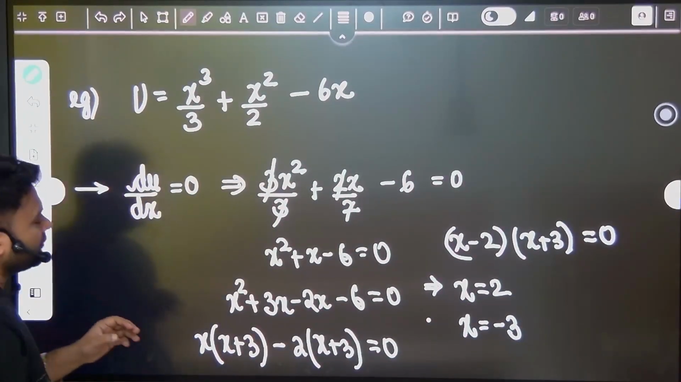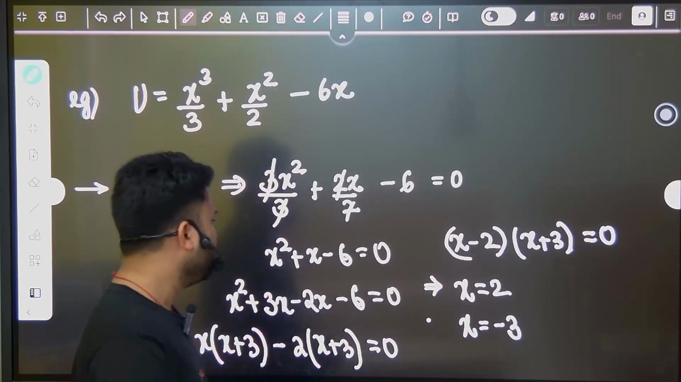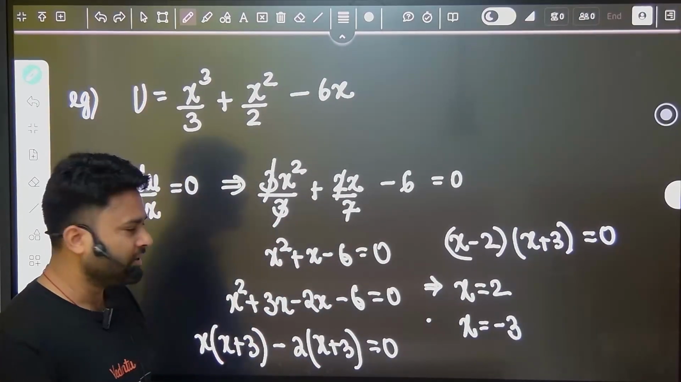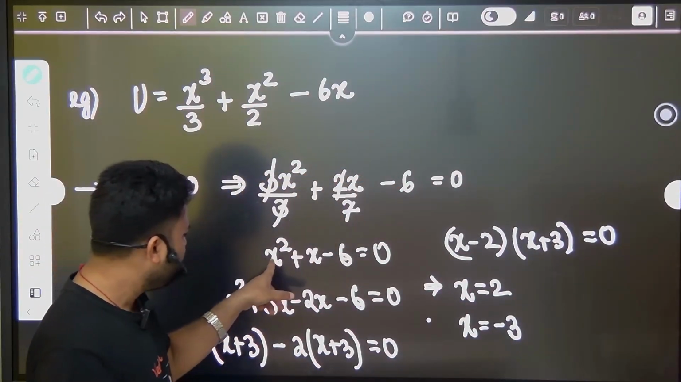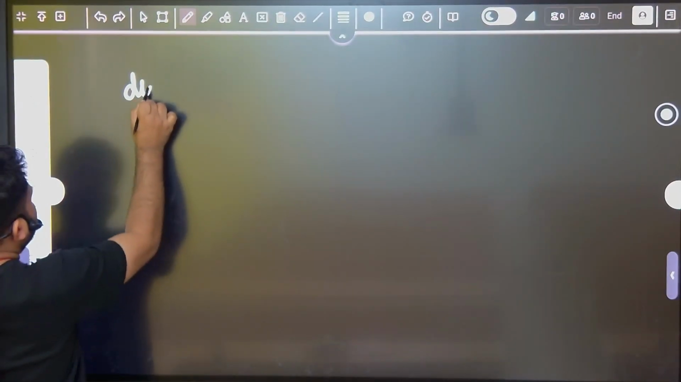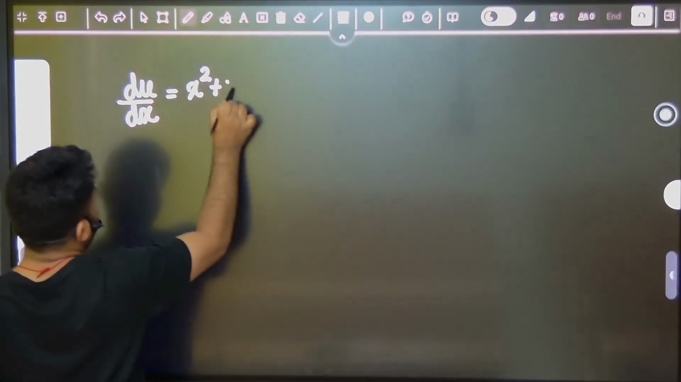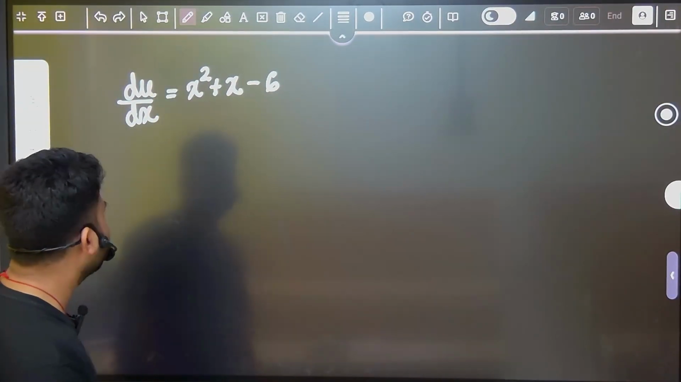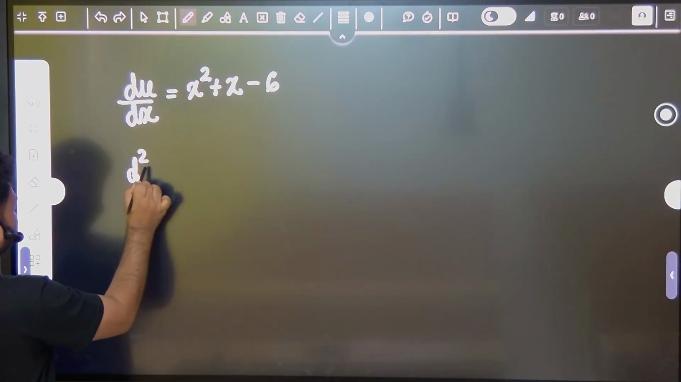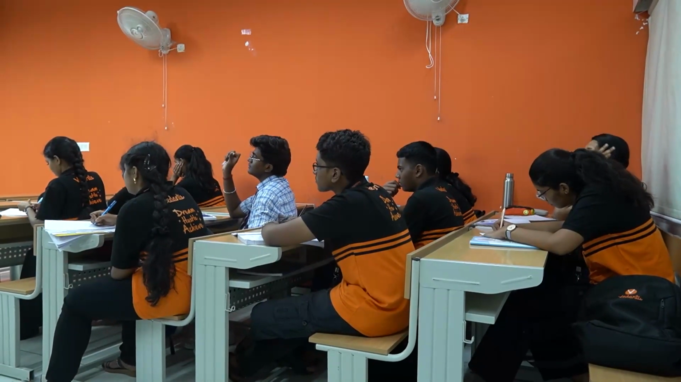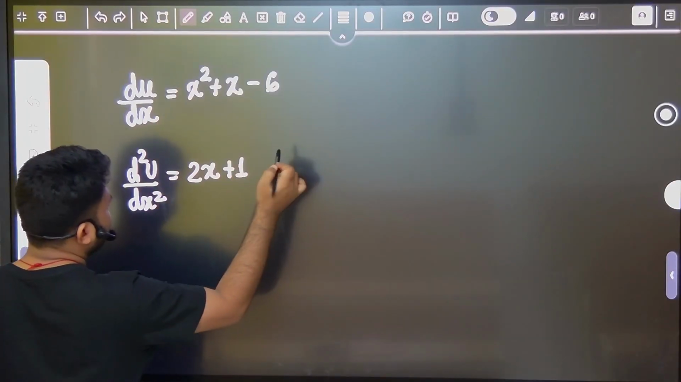So what we are going to do, we are going to again differentiate. See, du by dx, we calculated it, x square plus x minus 6. I am writing du by dx equals x square plus x minus 6. Correct? Again you differentiate, double differentiation, d2u by dx square. So x square will be 2x, x differentiation will be 1, minus 6 differentiation will be 0.